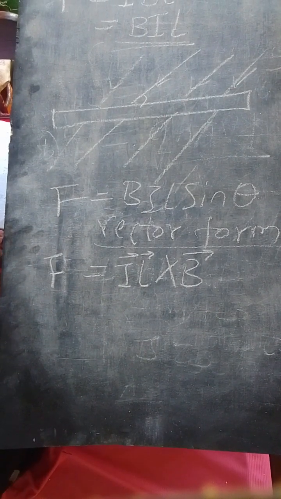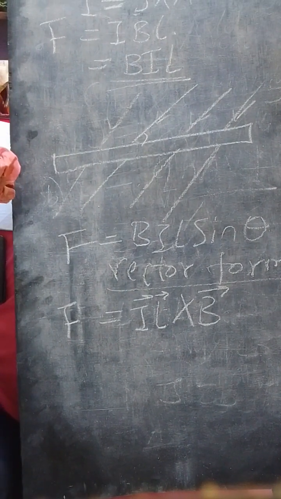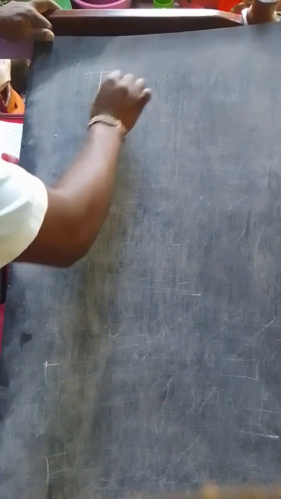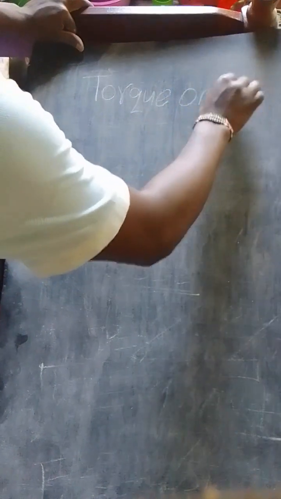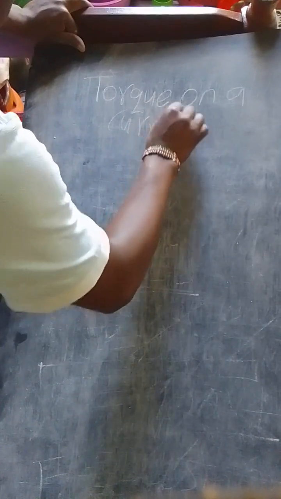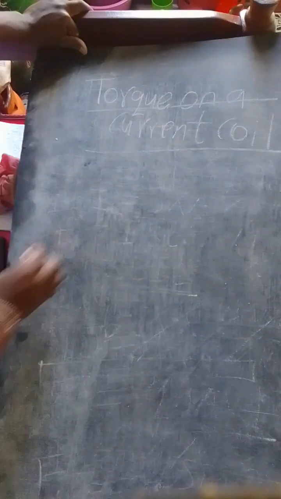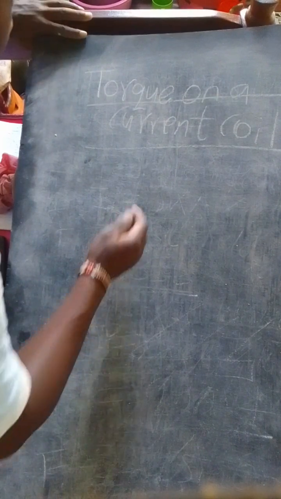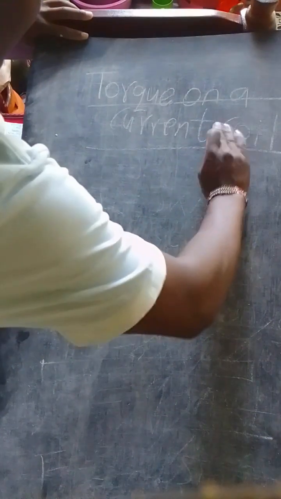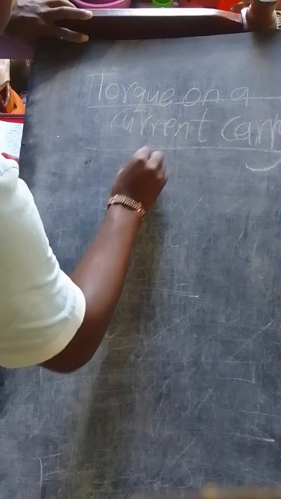Now we want to talk about torque on a current carrying coil. We want to calculate the torque on a current carrying coil. That is torque on a current carrying coil.